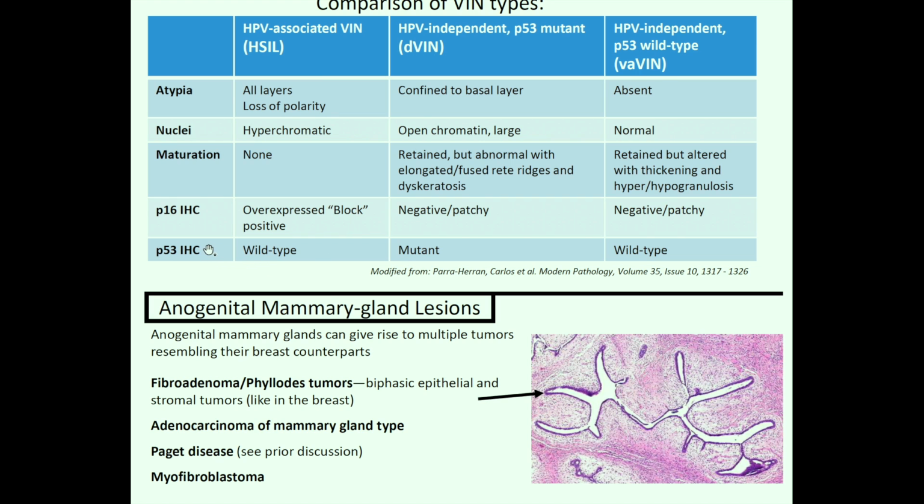The next category is anogenital mammary gland lesions. So anogenital mammary glands can give rise to multiple tumors resembling their breast counterparts, such as fibroadenoma or phyllodes tumor, which is a biphasic epithelial and stromal tumor, just like in the breast, adenocarcinoma of the mammary gland type, Paget's disease, as previously discussed, and myofibroblastoma.